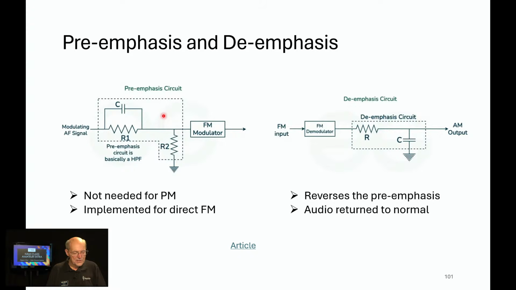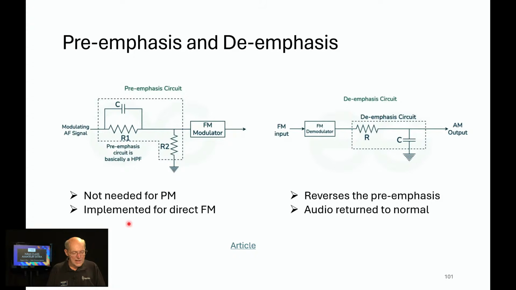Preemphasis, there's a preemphasis circuit. You can see it's a combination of capacitance and resistance that causes this curve, which causes the upper frequencies to be emphasized. De-emphasis is a different kind of filter that makes it go the other way and flatten it out.